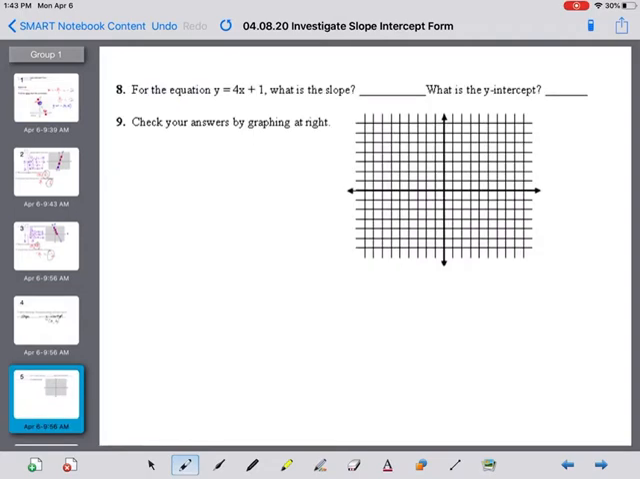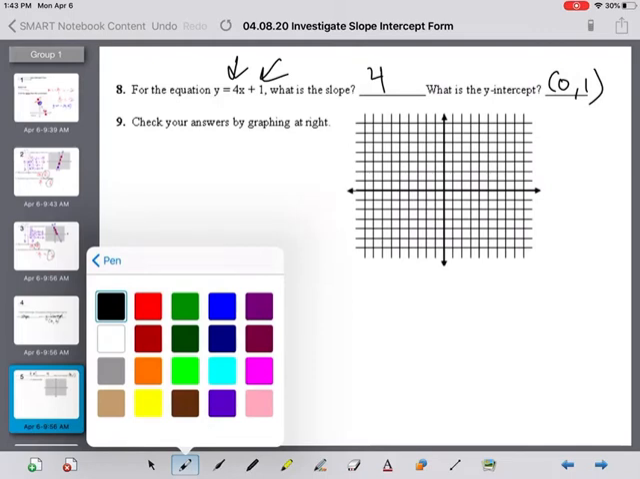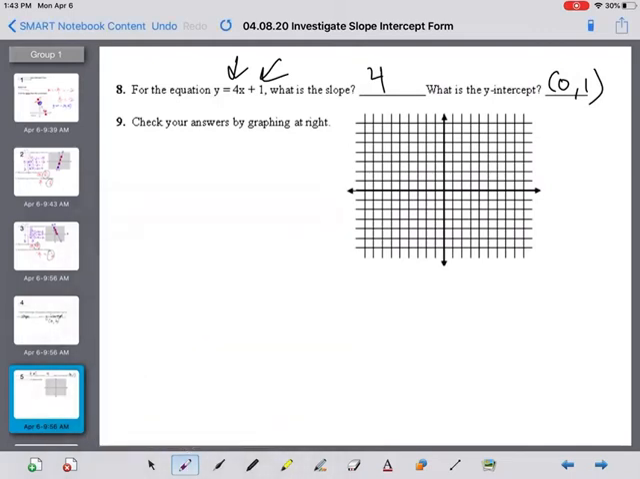So that gives us a shortcut to doing all of this. So number 8 in your investigation, for the equation y equals 4x plus 1, what is the slope? So the slope is this number multiplied by the x, and the y-intercept (0, 1). And that's all you need in order to draw the graph. So let's start by graphing the y-intercept. The y-intercept kind of acts like a starting point here. So right here, (0, 1). Make sure it's on the y-axis.